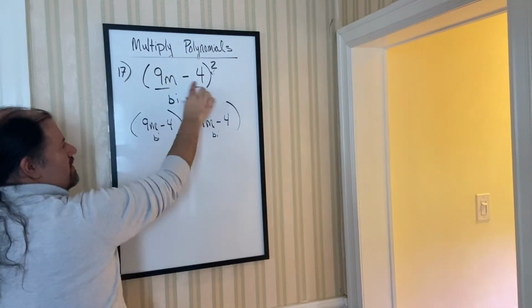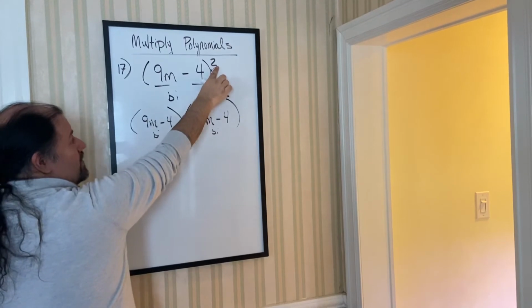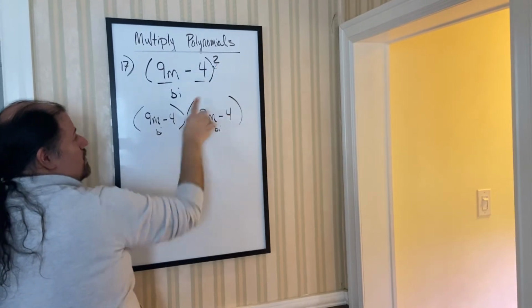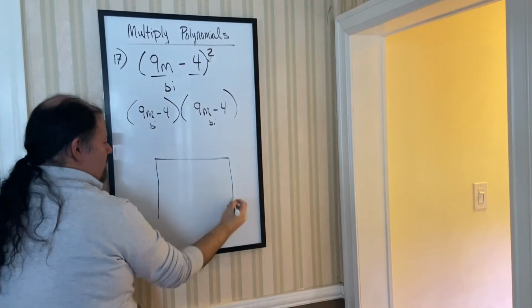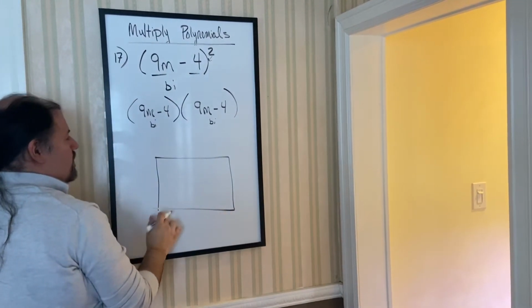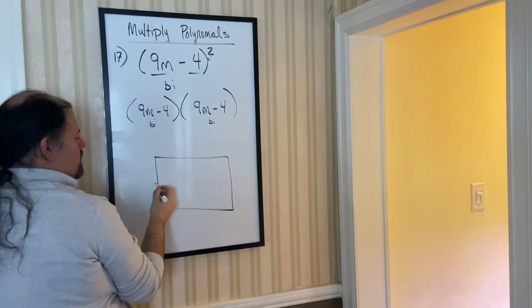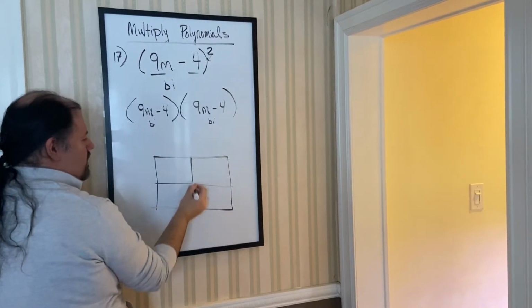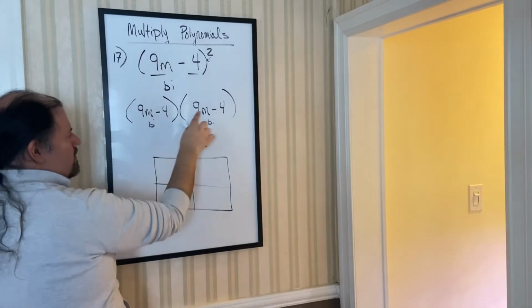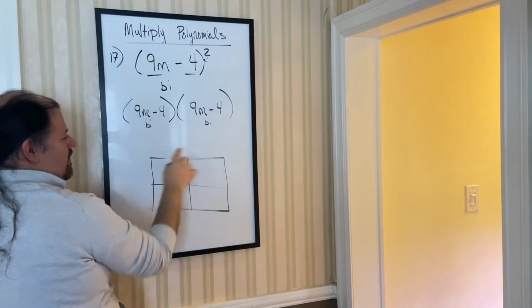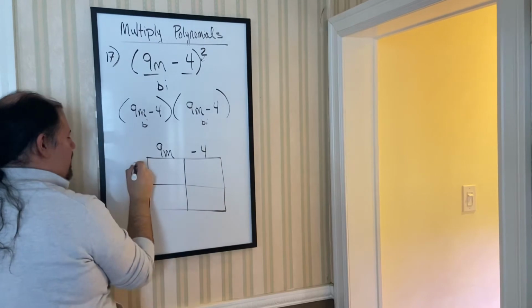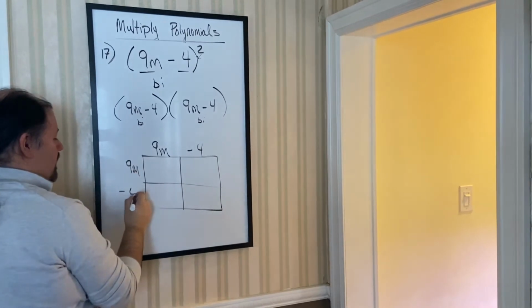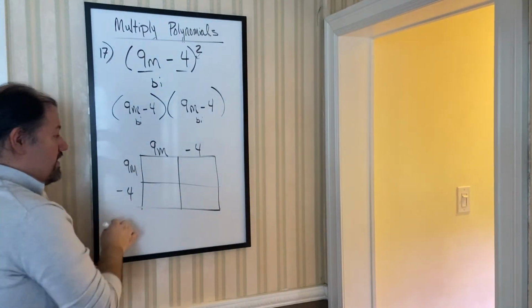Even though it originally didn't look like a rectangle problem, just remember, if you see squared or cubed, write it out that many times. So we're going to draw our big rectangle like we've been doing. This one, again, 2 by 2. So there's my 2 rows. There's my 2 columns. Because they're the exact same thing, it doesn't matter where you put them. 9m minus 4 and another 9m minus 4. Make sure you bring over the signs.